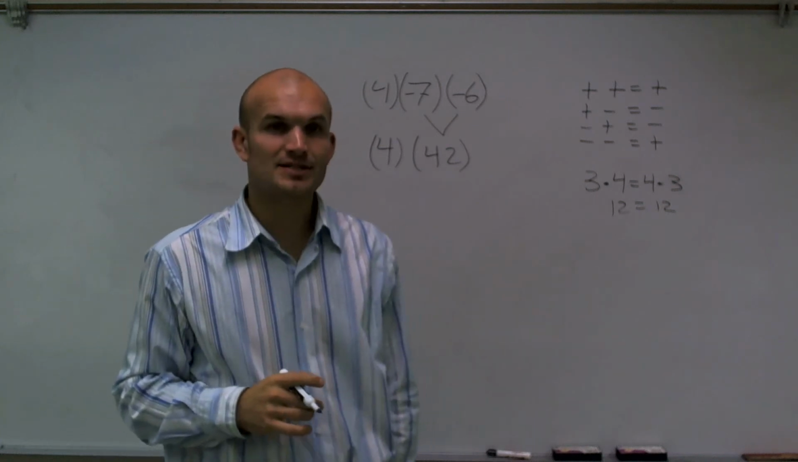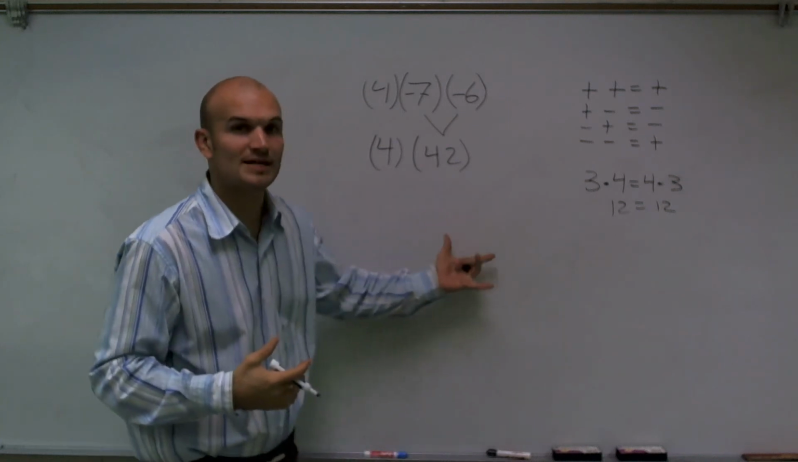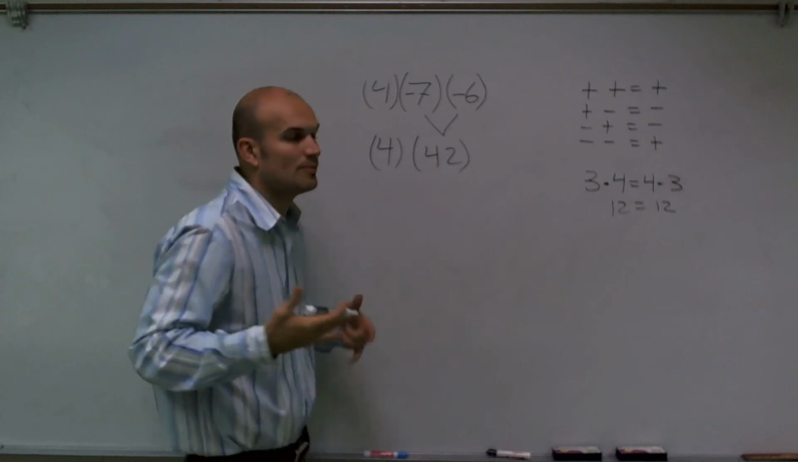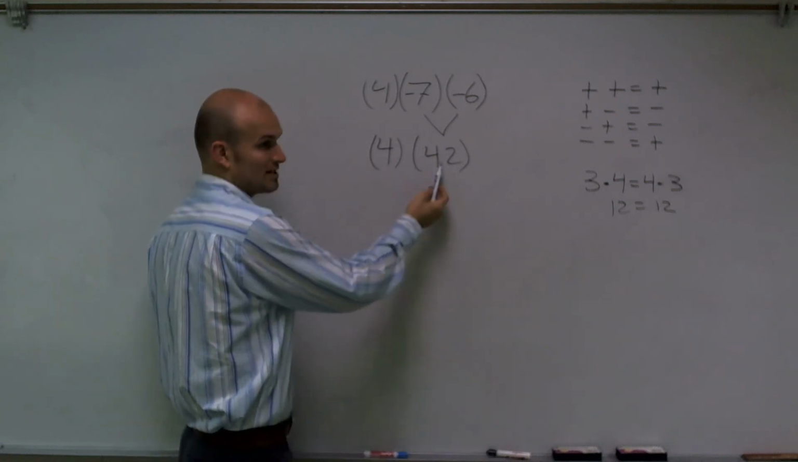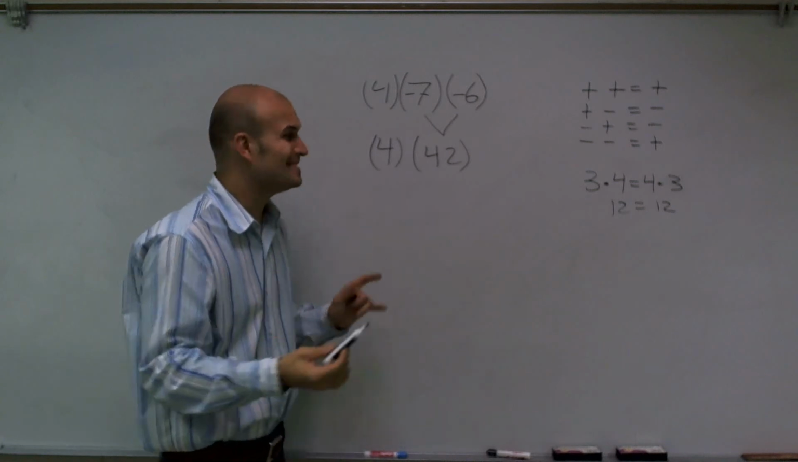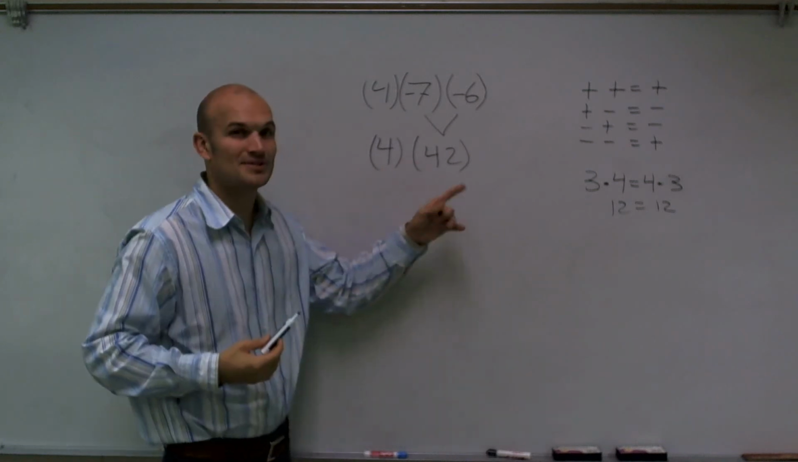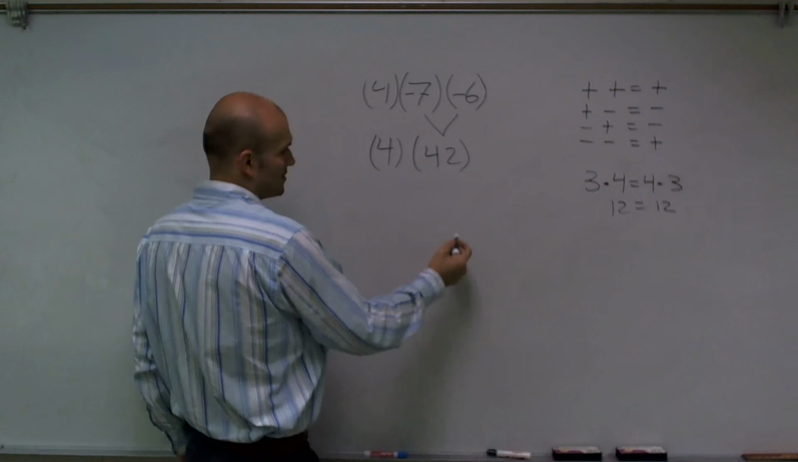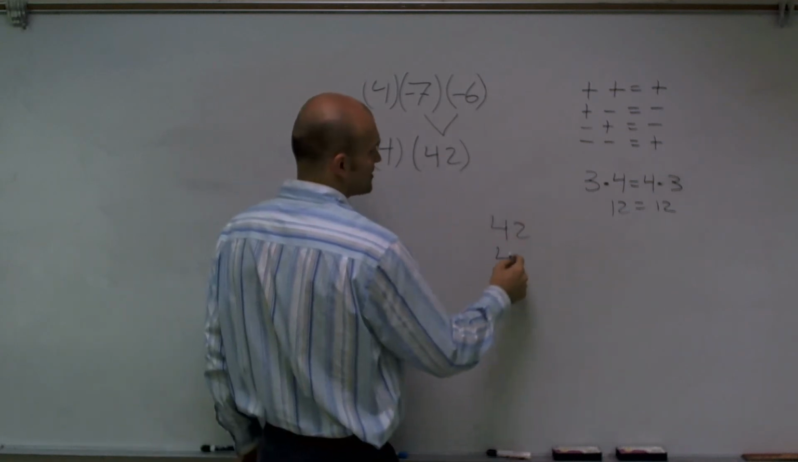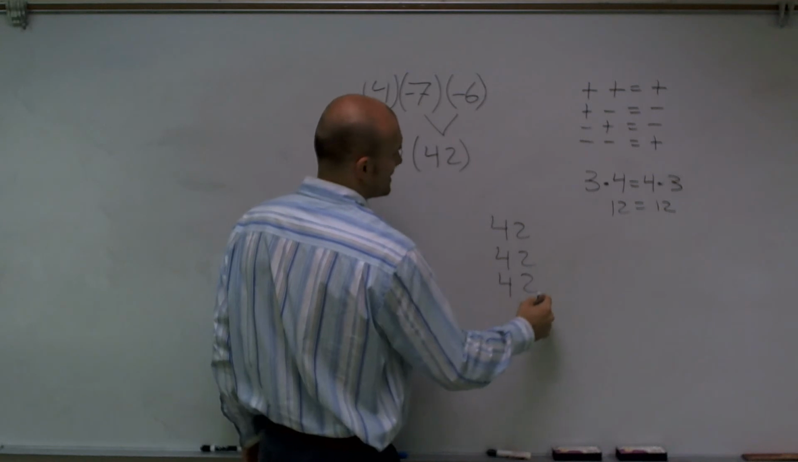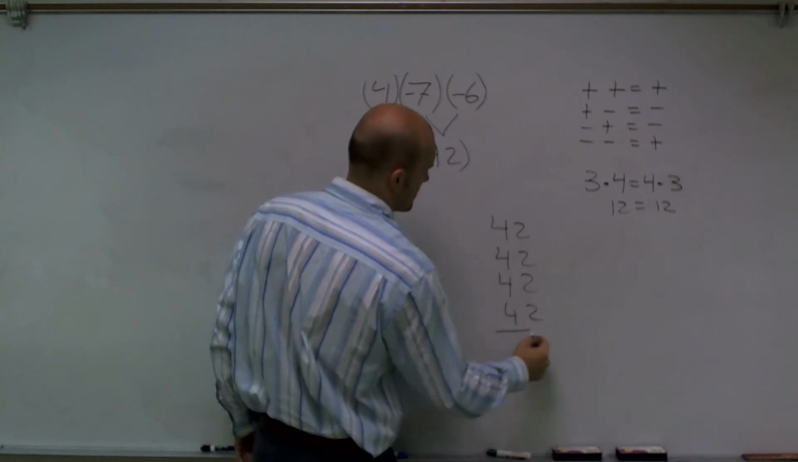And then what I need to do is think about, remember, what does multiplication mean? Well, it's repetitive addition. So I could say adding 42 times, or probably easier would be to add 42 four times. So let's just write that out. So 4 times 42 is really what I'm saying: 42 added 4 times.